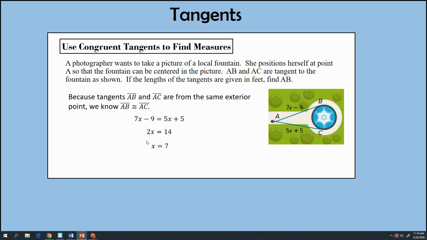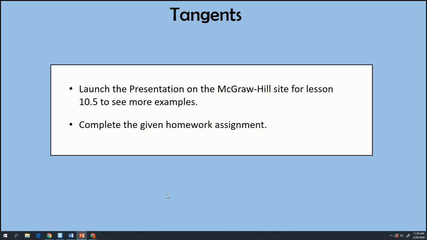Guys, make sure you answer the questions here. Find AB. So we got to find the distance from A to B. Well, they're the same, but we're asked to find the distance of AB. So AB is 7 times our x value, which is 7, minus 9. 49 minus 9 is 40. So there's our solution. Make sure we answer the questions.